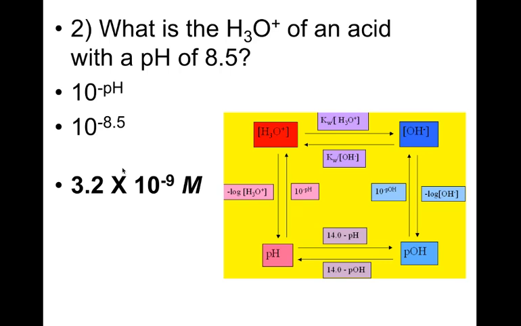And so what you're going to do is above the log key, there should be a 10 to the x key. 10 to the x is the inverse key of log, similar to like addition and subtraction are inverse functions, and so is multiplication and division. So log and 10 to the x are also inverse. So you need to use that 10 to the x key for there. You'll have 10 to the negative 8.5 power. That'll get you 3.2 times 10 to the negative 9.